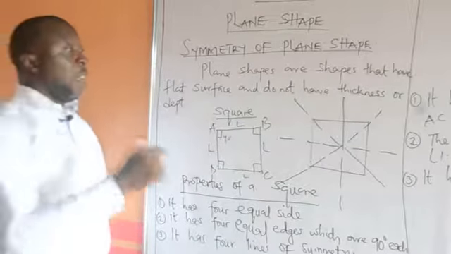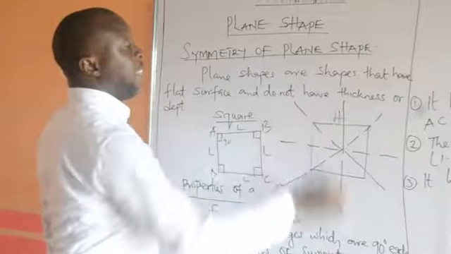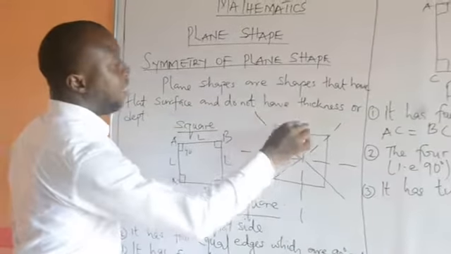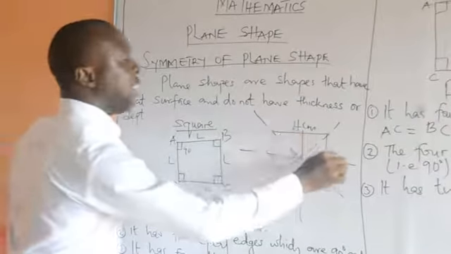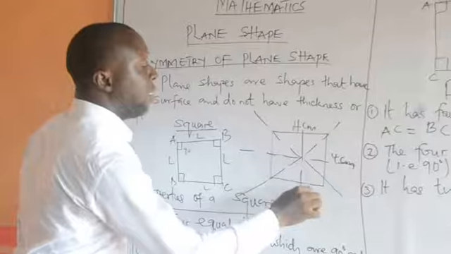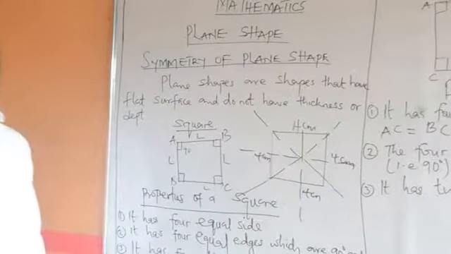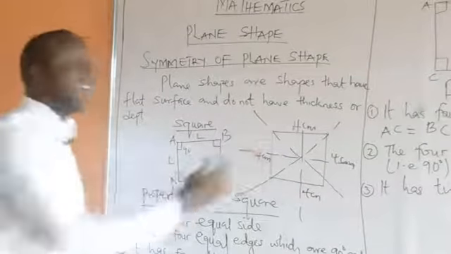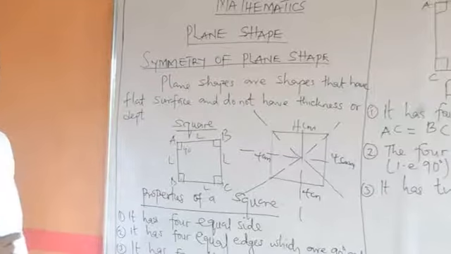Then, in a square, if one side is given as 4 centimeter, it simply means all the sides will be 4 centimeter. If one side is given to be 4 centimeter, the remaining 3 sides are also 4 centimeter each. Is that taken?